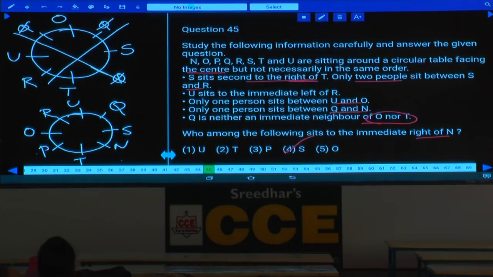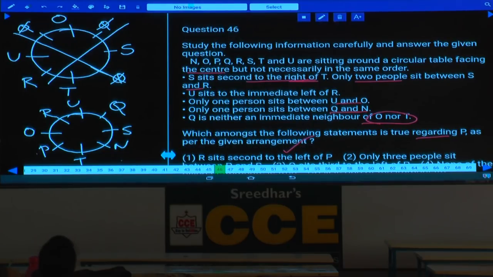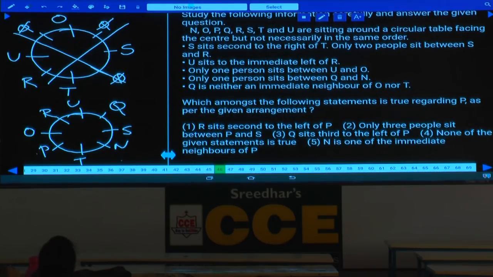Then question number 46. Which among the following statements is definitely true regarding P as per the given arrangement? R sits second to the left of P, tell me that is true or false. R is seated second to the left hand side of P is definitely true, that is choice 1. Question number 46, choice 1.